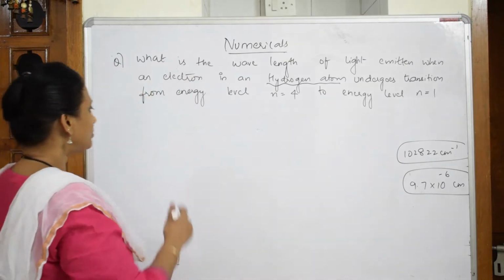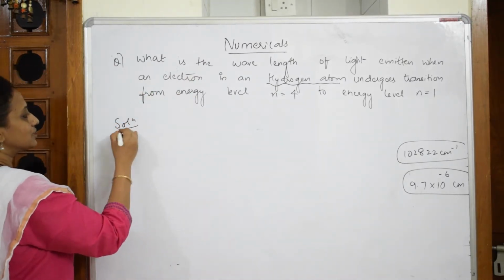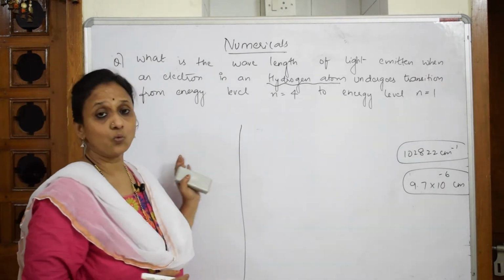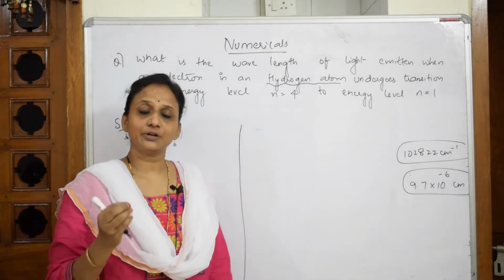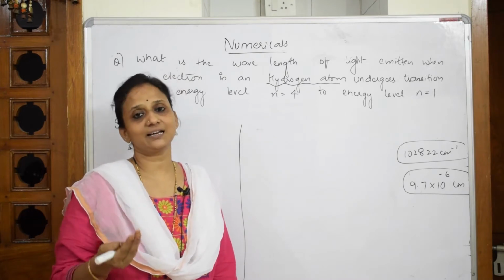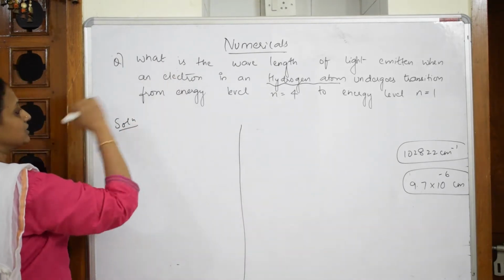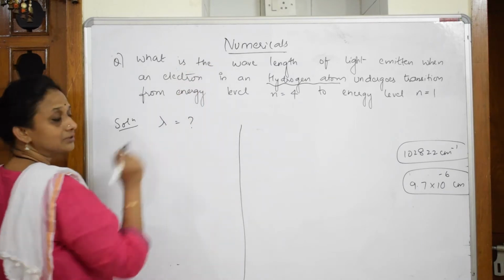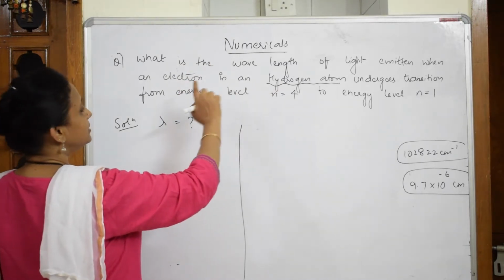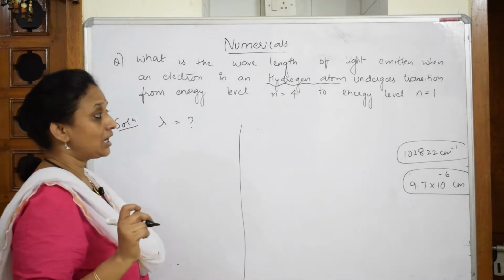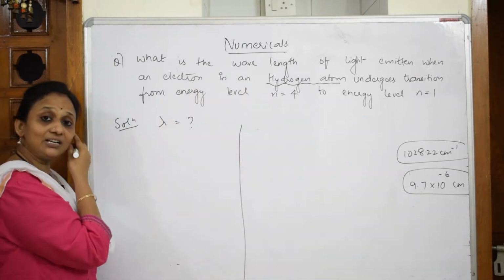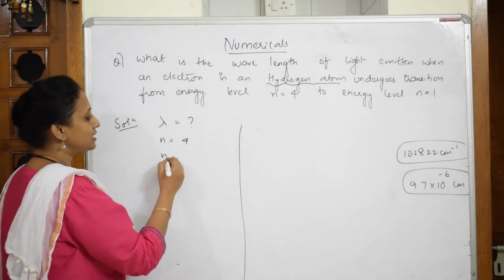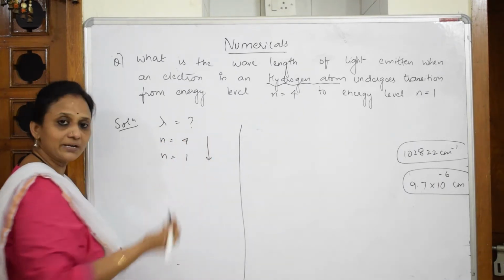Yes. So now while solving the numerical, first important thing, let us divide the board into two equal halves. Let us write what is given, what to find out, what is the formula. Every part carries marks. First of all, in the given question, what should I find? What is the wavelength? So I need to find the wavelength. Then what is given: the electron in a hydrogen atom undergoes transition from energy level n is equal to 4 to energy level n is equal to 1. So it's dropping down, it seems.